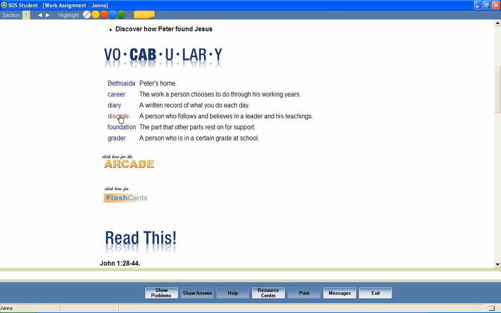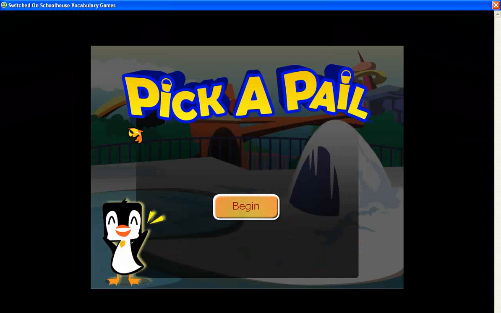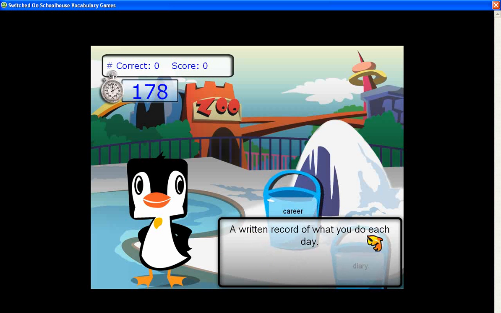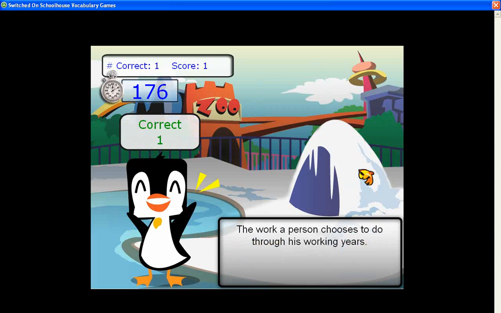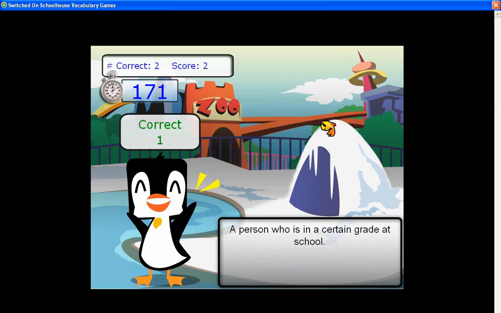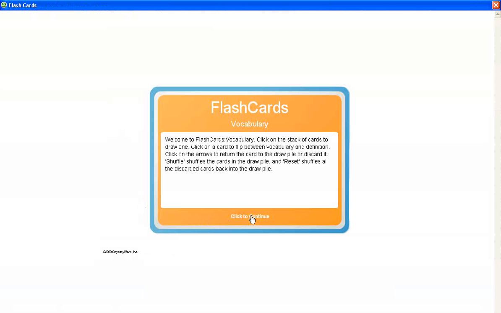Career, disciple. In addition, the vocabulary arcade games encourage mastery of the vocabulary words by providing practice in the correct spelling of each word and in matching each word with its definition. Let's look at a sample. Flashcards allows students to easily review the words and their definitions.